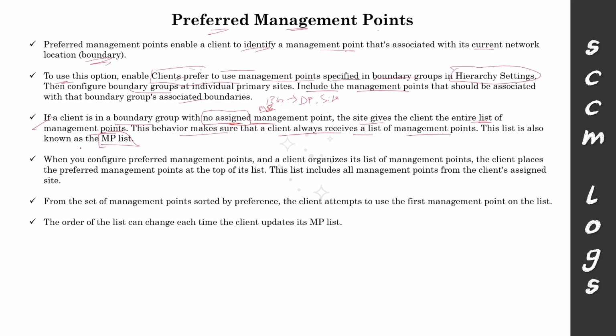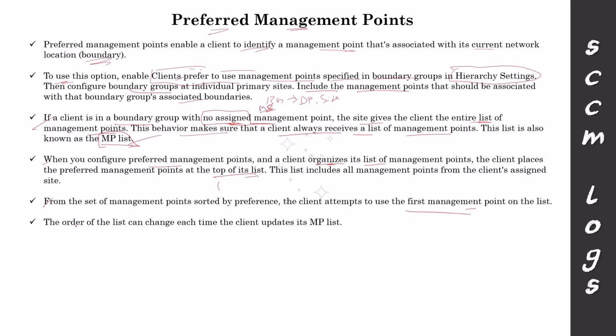Next, when you configure the preferred management point, the client organizes the MP list and sorts it, placing the preferred MPs at the top of the list. Even though we have a number of MPs in this MP list, it will prefer the first MP to connect to.